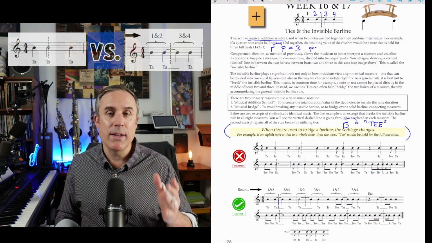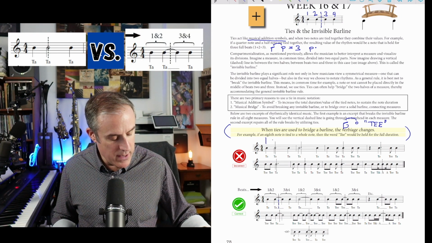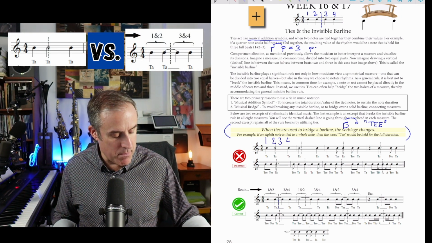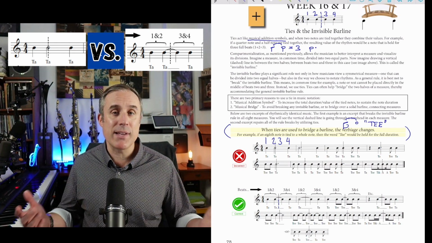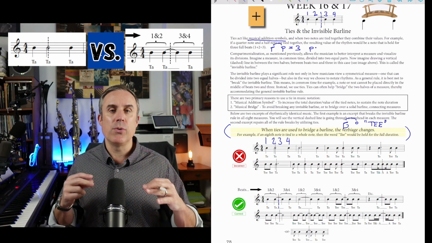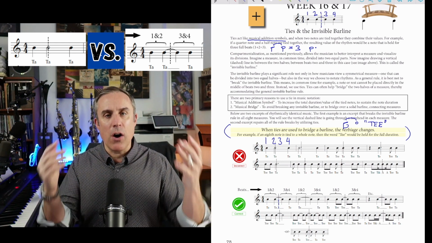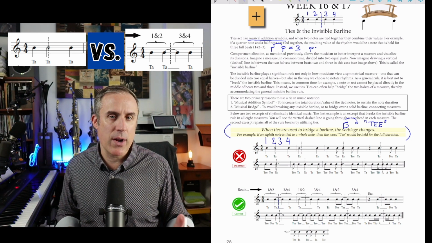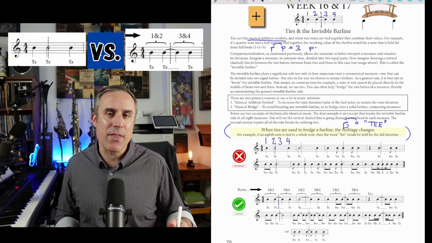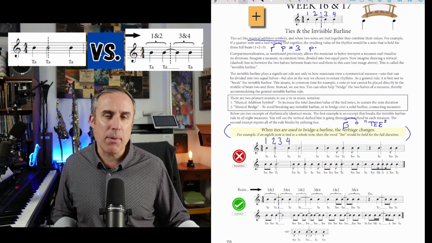In measure 1 in the top excerpt, we have beats 1, 2, and 3 on this half note, and beat 4 is that quarter note. It would sound like this: 1, 2, 3, 4. Ta, ta, ta. Now that's a pretty straightforward measure, and this is one of the measures that I think a publisher may actually publish this way.